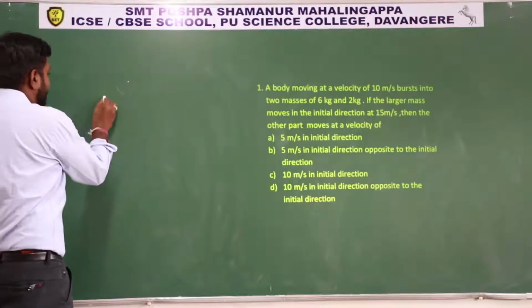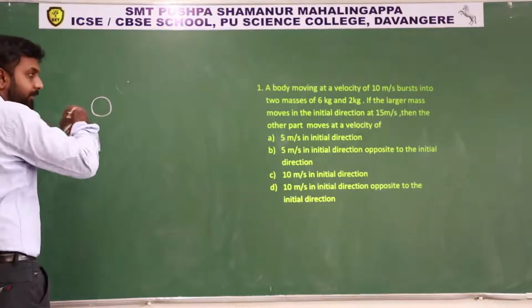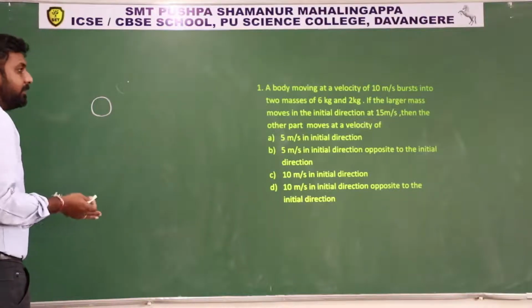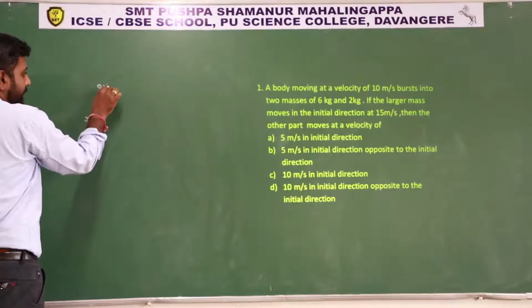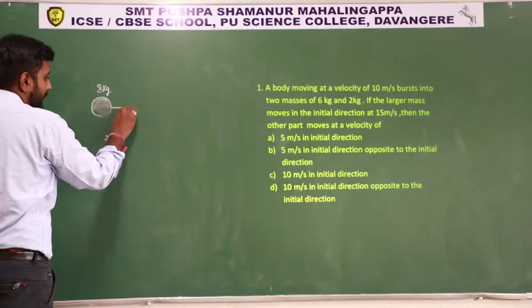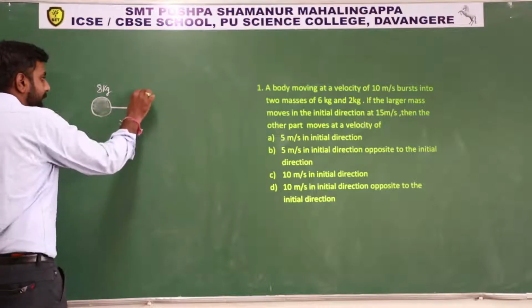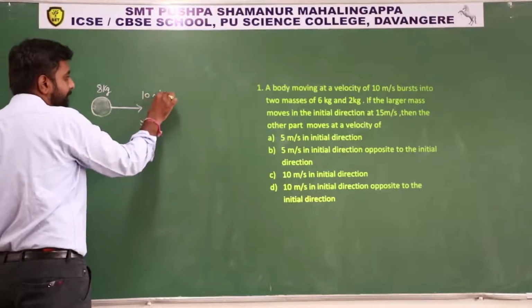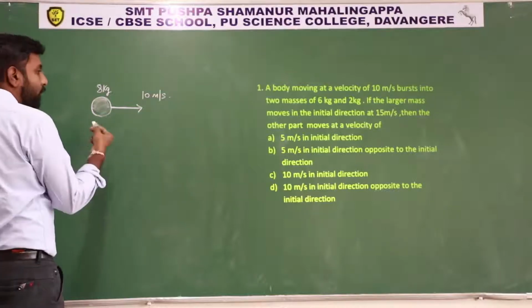Listen, this is an object or a body. After it bursts, the masses become 6 kg and 2 kg, which means before it should be 8 kg. So this body, initially let us take it is moving in this direction with a speed of 10 meter per second. This is the condition before bursts.